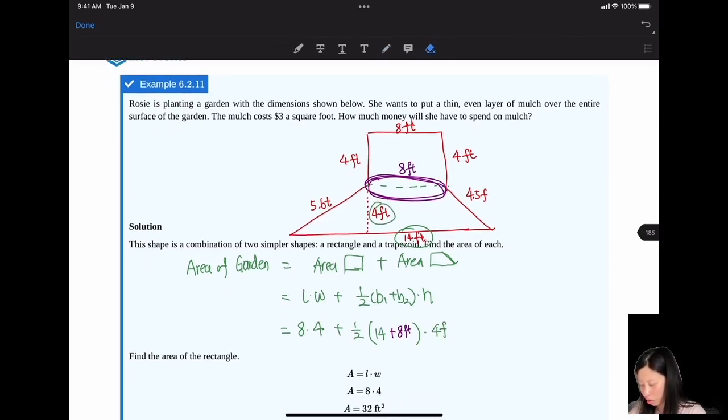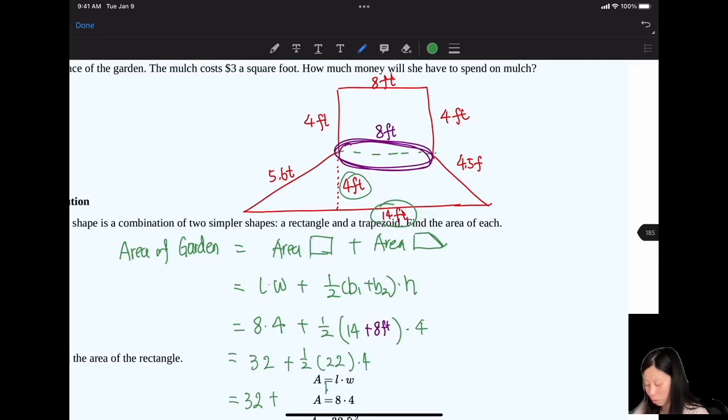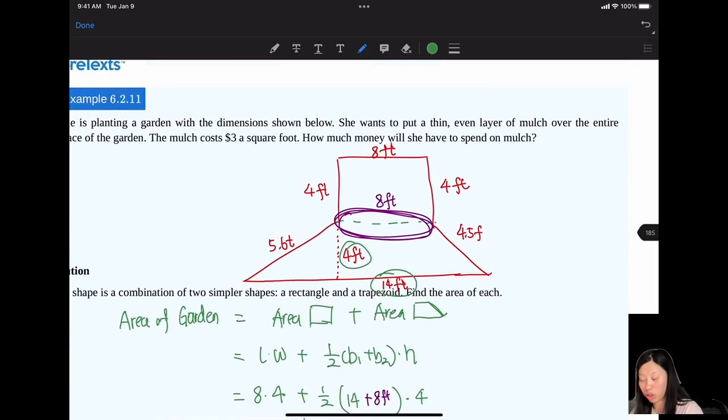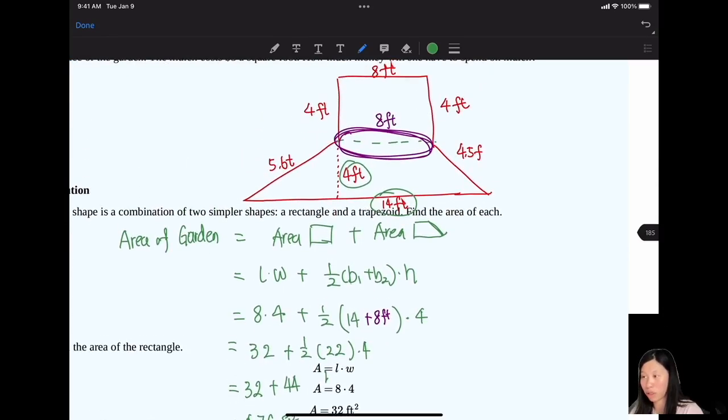Okay, so now we can compute this. So this is equal to 1/2 times 8 plus 14 times 4. So the area of the trapezoid is equal to 44. So the area of the garden is equal to 76 square feet. But this is not done. We just know that the area of this garden is 76 square feet.